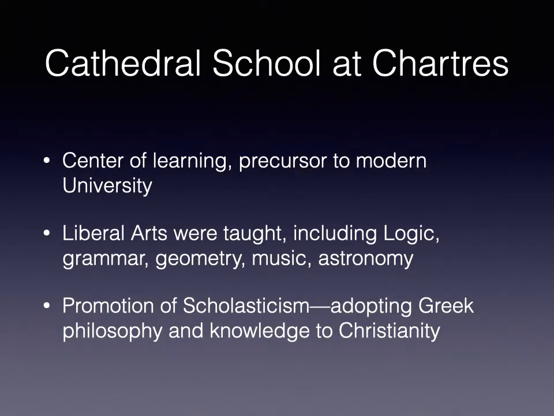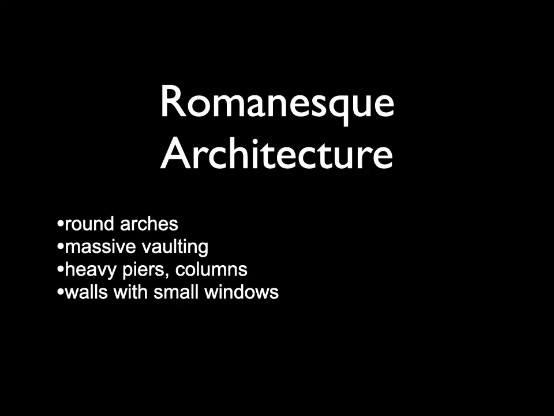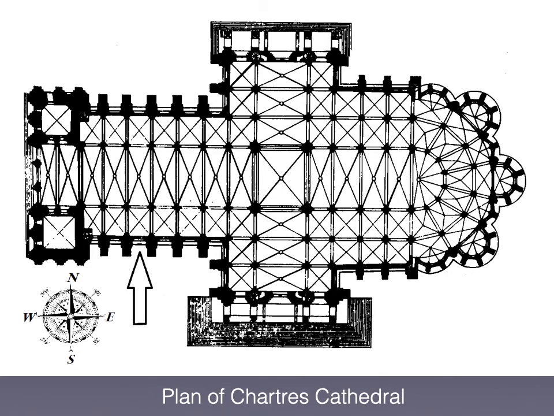The cathedral school at Chartres is another fundamental example of Romanesque architecture, switching over to the Romanesque now in comparison, as well as a center of learning and really a precursor to the modern university, liberal arts, scholasticism, the Greek models of philosophy and knowledge were taught here, and moving into Romanesque churches with their round arches and massive vaulting, piers, plan of Chartres Cathedral in contrast to the Gothic style.